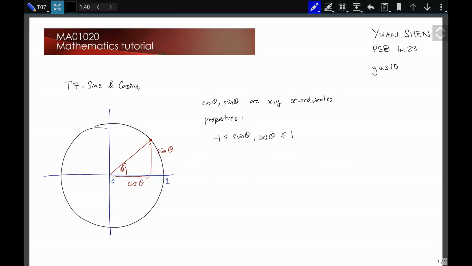As the point wanders around the circle, you can see that always both sine and cos are of size at most 1. And Pythagoras' theorem says that the hypotenuse squared is the sum of the squares of the sides.